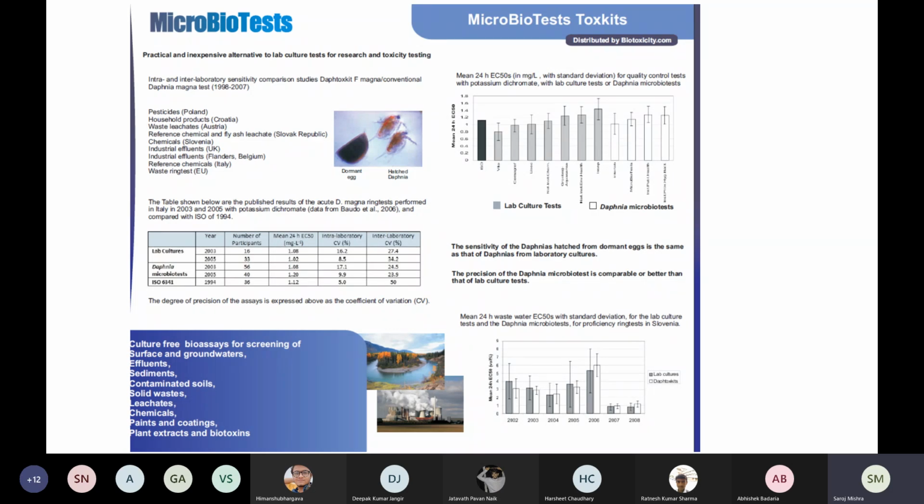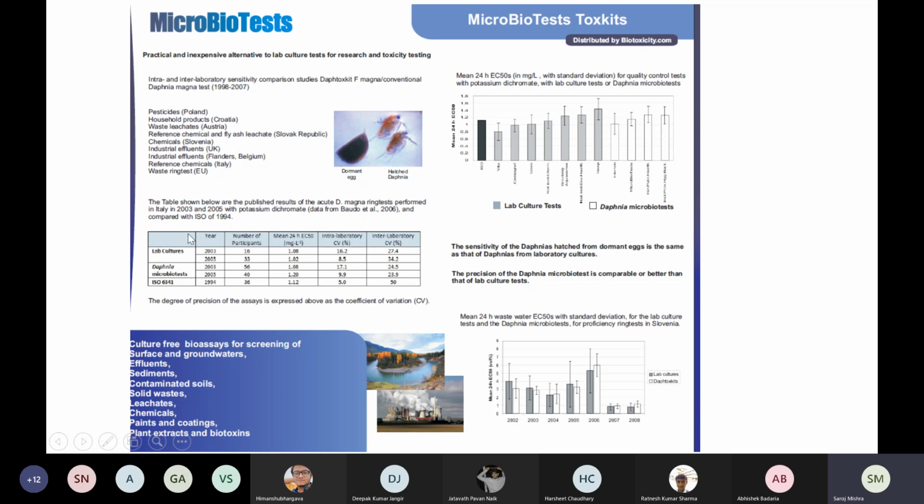There were tests which were there earlier, and what people have done is compare across laboratories using the microbiome tests. The data given here is an intra- and inter-laboratory sensitivity comparison study using the DAFTOX kit F, with Daphnia magna. We already saw that they make use of these particular insects, the Daphnia, and the name of that kit is DAFTOX kit F. It was used for checking the toxicity of pesticides in Poland, household products in Croatia, waste leachates in Australia, and so on and so forth.